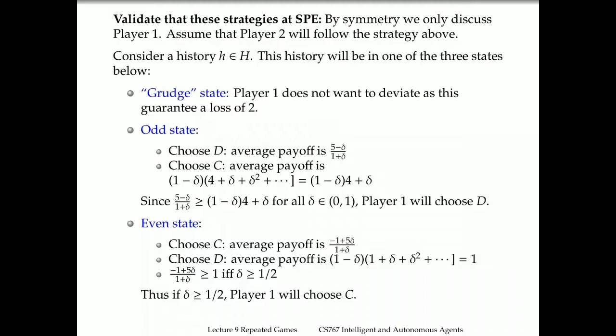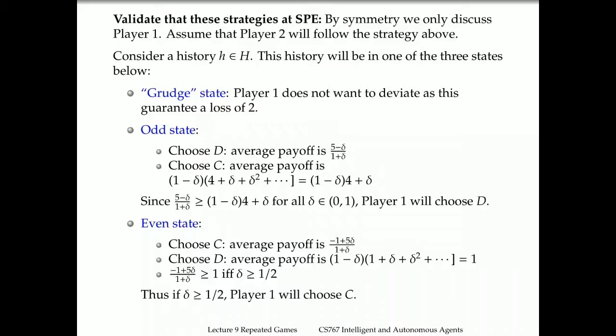According to the one-stage deviation principle, all we need to do is to ensure that no player has the intention to deviate from the strategy at any history. So we only need to look at these one-stage deviations, assuming that the players would just consistently follow the strategies afterwards. And because the players are assumed to play the same strategies, we only need to discuss one of the players and consider a history H. According to the specification of the strategy, the history will be in one of three states: either the garage state, or an odd state, or an even state.